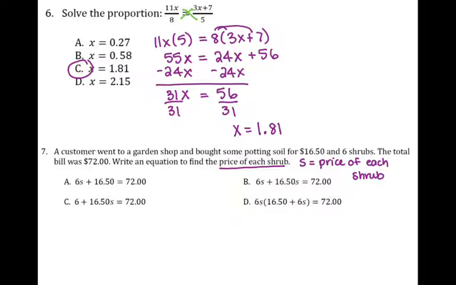So let me see which equation matches that. I need to have 6 times S. Well, letter A has 6 times S. Letter C doesn't, cross that off. Letter B has 6 times S. And letter D just looks insane. I'm going to cross that off. That one doesn't even make any sense. Okay, now the S only goes with the 6 because it was 6 shrubs and I'm trying to find the price of each shrub. So the correct answer is going to be letter A.